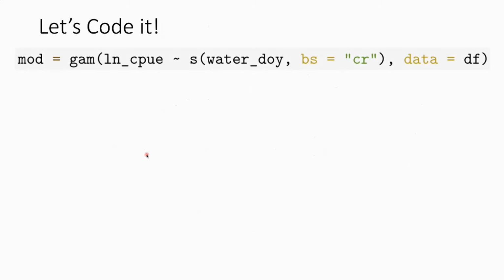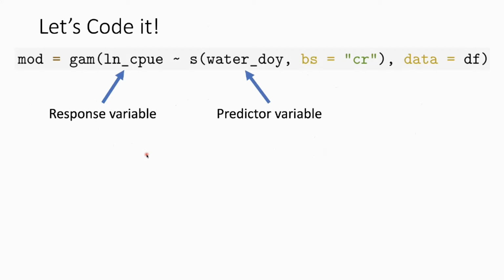Now let's actually dig into the code. The model is surprisingly simple to code. I recommend you use the GAM function from the MGCV package. That's my preferred package. In this code, just like a linear regression, we put our response variable and we say it's some function, which is what the tilde means, of a predictor variable.